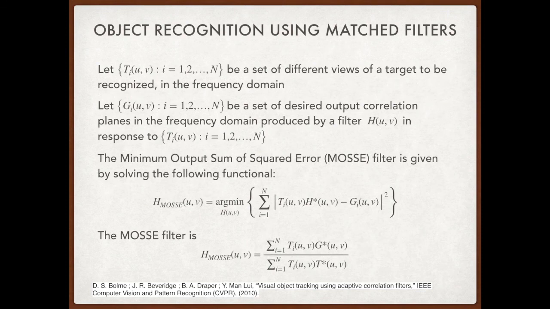So assume that this is a set of different available views of the target to be recognized, expressed in the frequency domain. Moreover, we have a set of desired output correlation planes expressed in the frequency domain, which the designed filter needs to produce in response to the training images. So the minimum output sum of squared error, or MOSE filter, is obtained by solving this functional. So the resultant filter is this one.